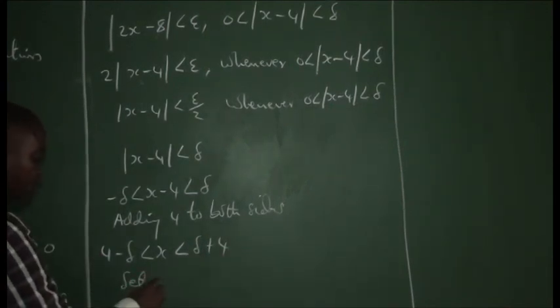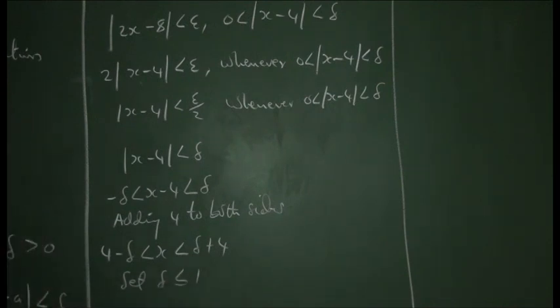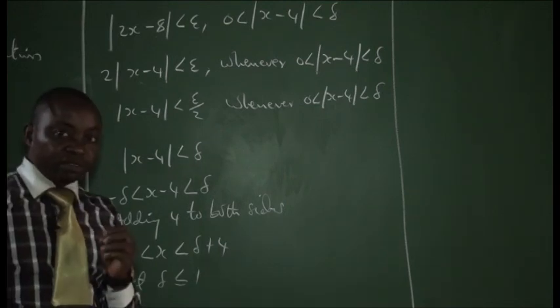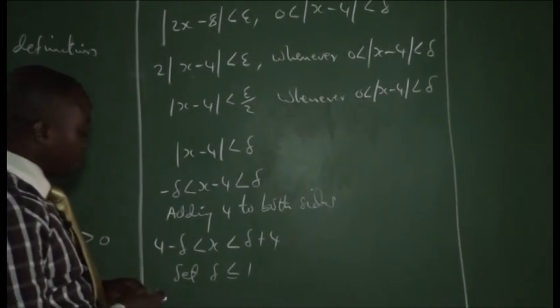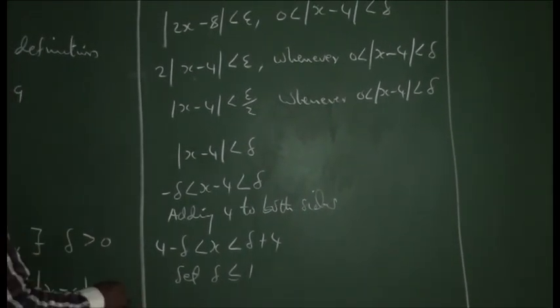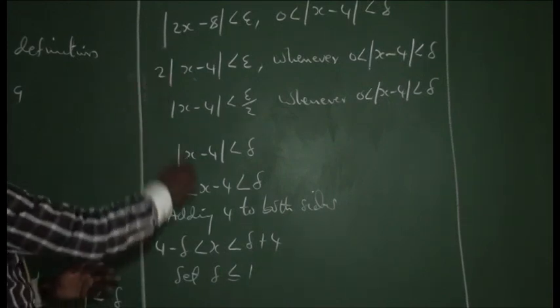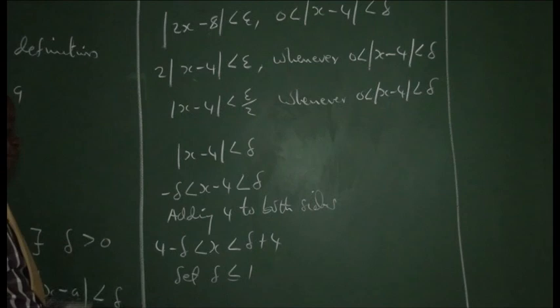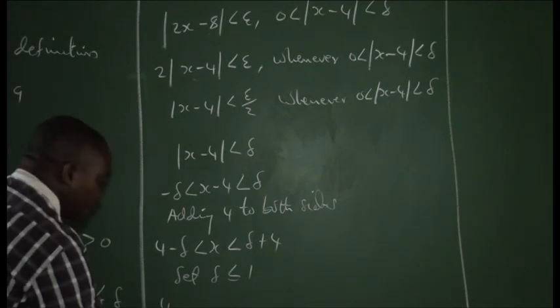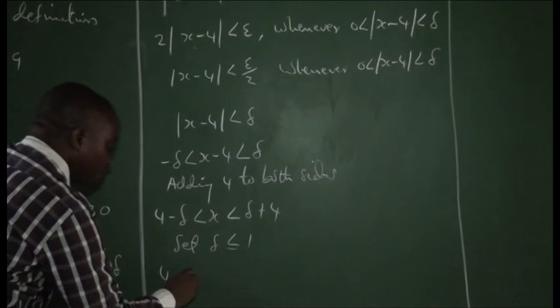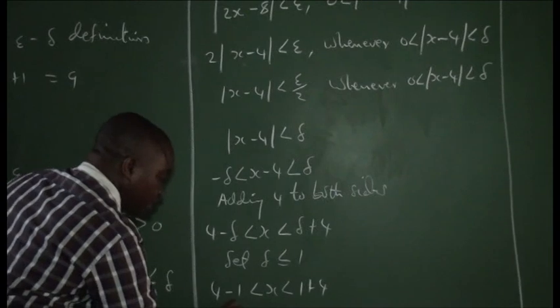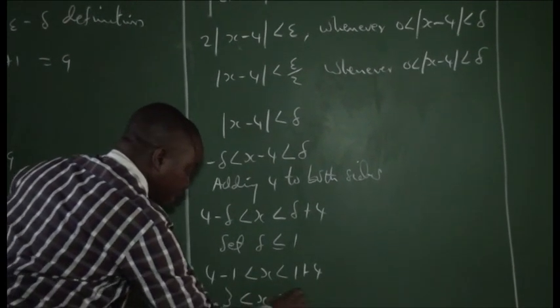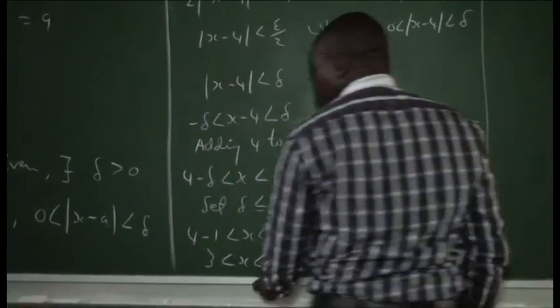Okay, so I'm going to set delta less than or equal to 1. Of course, you know that from what I showed you in the table, the value of delta is very small, and there's also a corresponding value of epsilon. But there is no way it will be bigger than 1. So we always set it to be like this, which means I can say 4 minus 1 is less than x and less than 1 plus 4, which gives me 3 is less than x and less than 5.